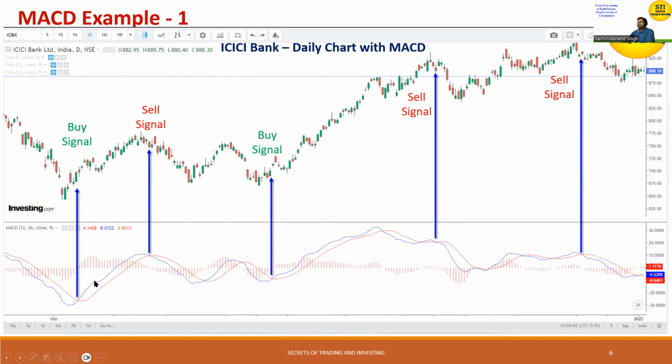Along with the price chart, the MACD line is also plotted. If you look here, by just looking at the MACD, wherever the positive crossover is happening, that means the blue line is crossing the red line in an upward direction, and that could be considered a potential buy signal. At the same time, when the blue line is crossing the red line in a negative direction, it is called a negative crossover, and that would be a potential sell signal. And there are a couple more examples in the same chart.